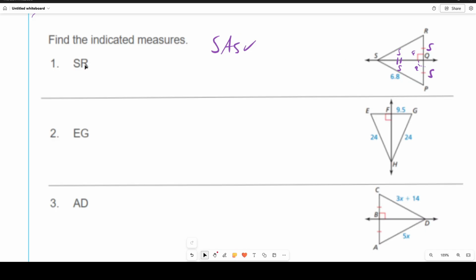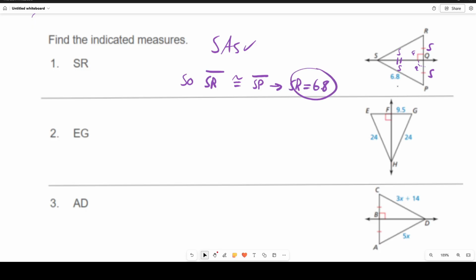Okay, let's look at SR. SR is what it wants us to solve for. So SR is right here. It's the hypotenuse. Do we have the hypotenuse of the other triangle? Well, yeah, it's right here. It's SP. So side length SR is congruent to side length SP. That means SR equals whatever that length is, 6.8.